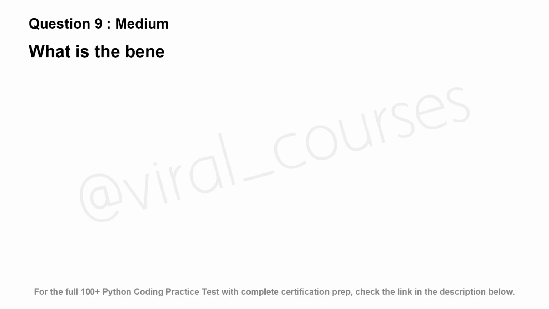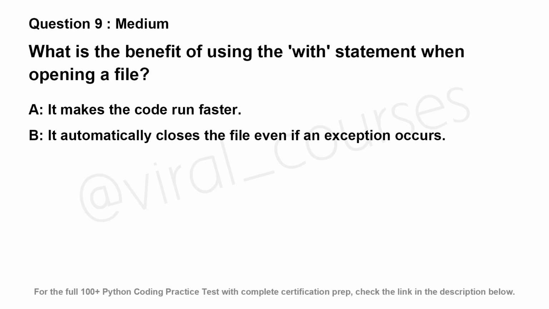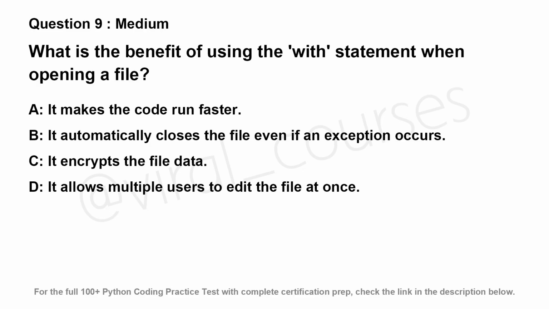What is the benefit of using the with statement when opening a file? Option A. It makes the code run faster. Option B. It automatically closes the file even if an exception occurs. Option C. It encrypts the file data. Option D. It allows multiple users to edit the file at once.